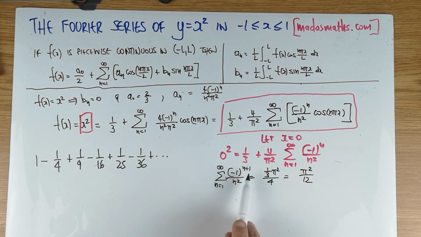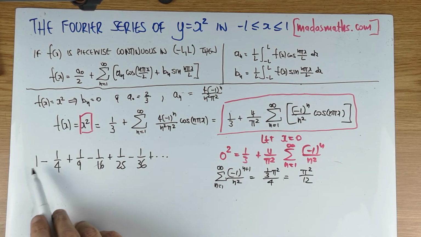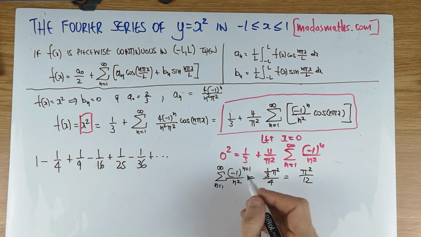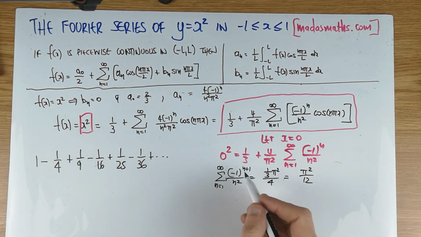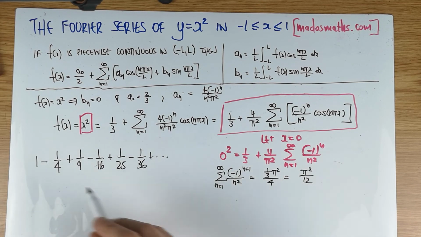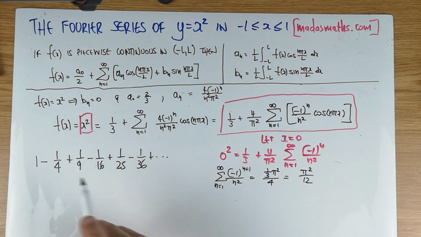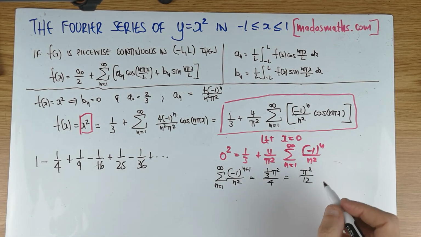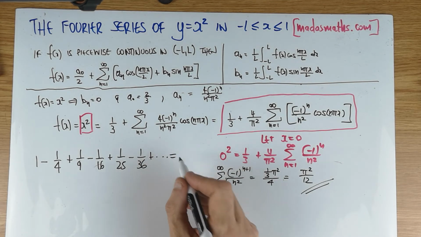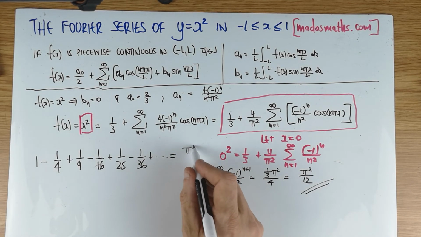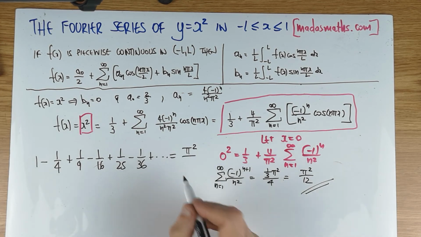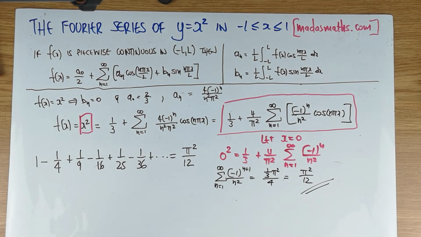When n is equal to 1, that's going to go positive because it's going to be squared over 1 squared, which of course we don't write. When n is equal to 2, that's going to go negative. And of course, we're going to have 2 squared, which is a 4. When n is equal to 3, that's going to go back to positive, and that's going to be 3 squared, which is 9, and so on. So this particular infinite series can be summed very easily using Fourier series, and the answer is, of course, pi squared over 12.